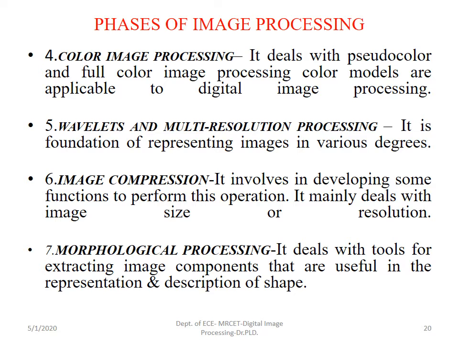Then coming to morphological processing, it deals with tools for extracting image components that are useful in the representation and description of shape. Wherever it is essential to extract some features of an image, that main concept is called segmentation. Under segmentation we have these different morphological processings. The main aim of morphological processing is extracting image components, which are mainly useful for representing the size, shape or description of the objects that appear in an image.